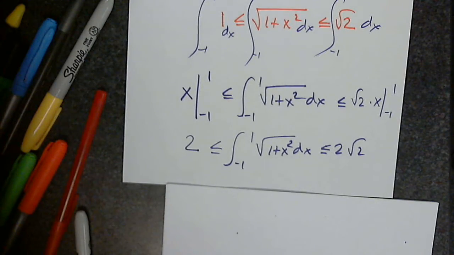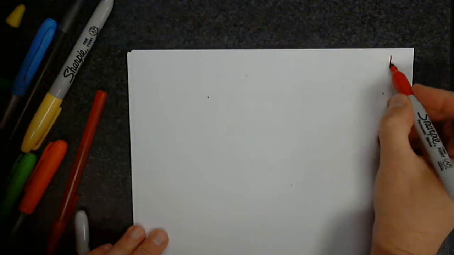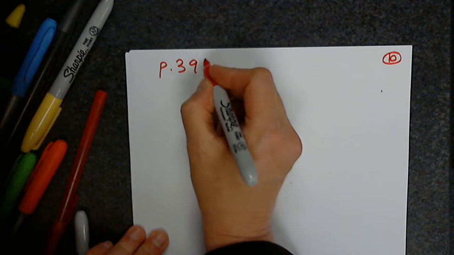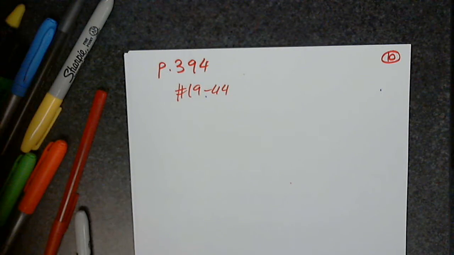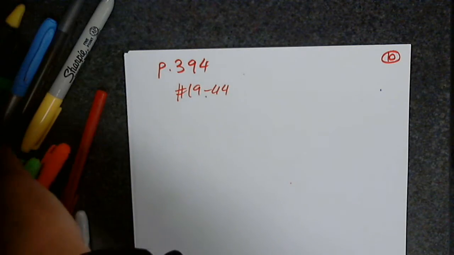I would like to work on problems on page 394. Anything you want from 19 through 44. I would like to choose at least 4 problems. I'll let you choose. And I'll put my attendance in. If no one has a book, then I will choose. Okay, that's fine. I will choose.